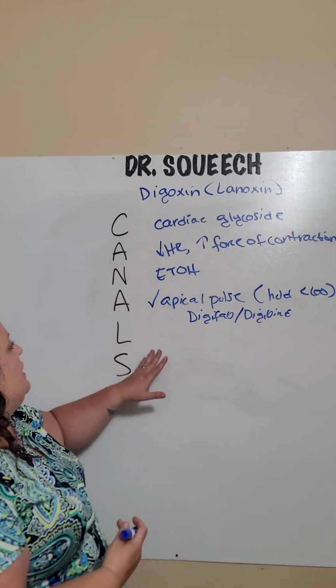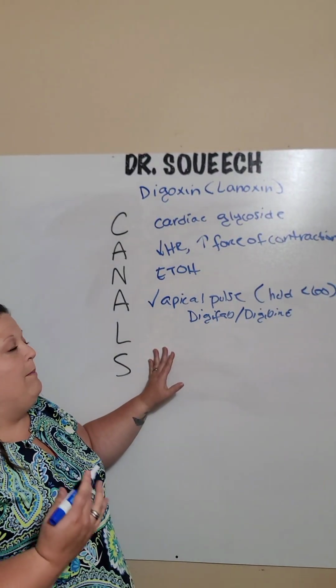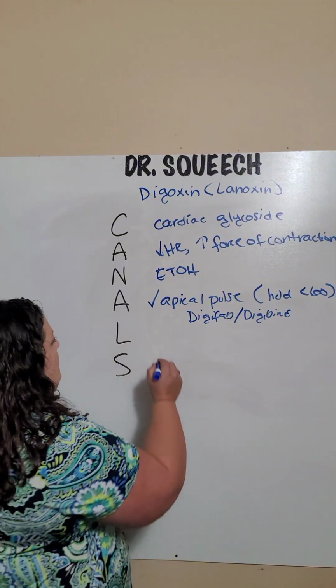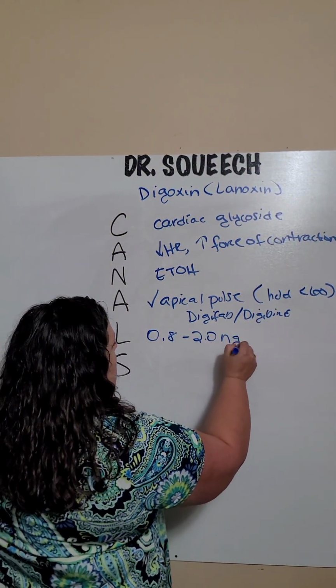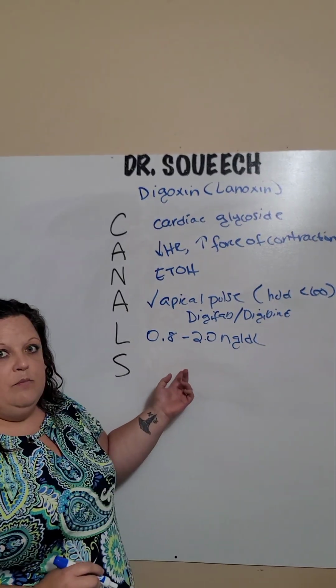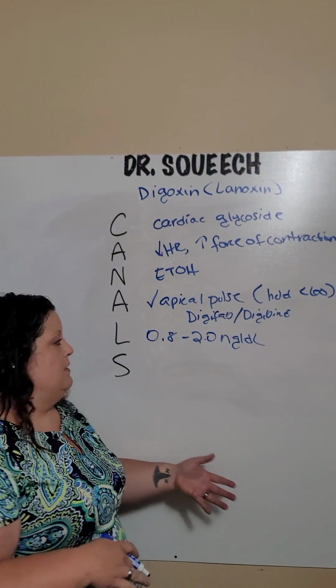Labs, there is a serum lab. So anything meant to have a maintenance is going to usually have a maintenance serum lab to go with it. The lab for digoxin is 0.8 to 2 nanograms per deciliter. This is going to tell us if the patient has too much, too little, or just the right amount of the medication in their system.